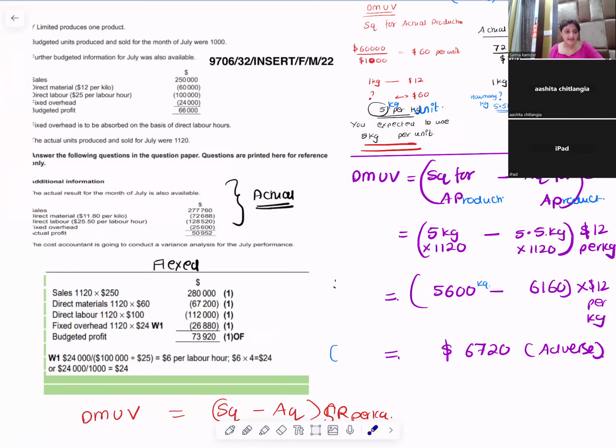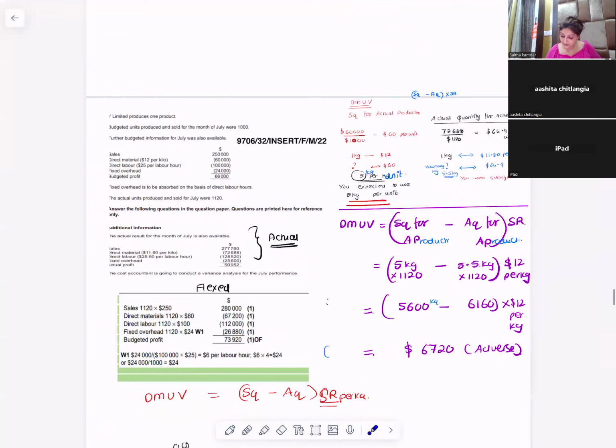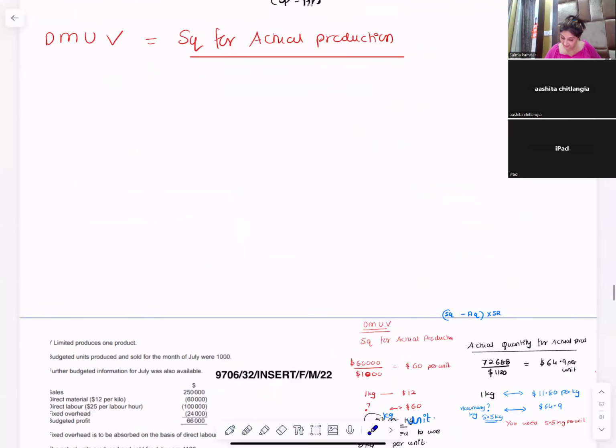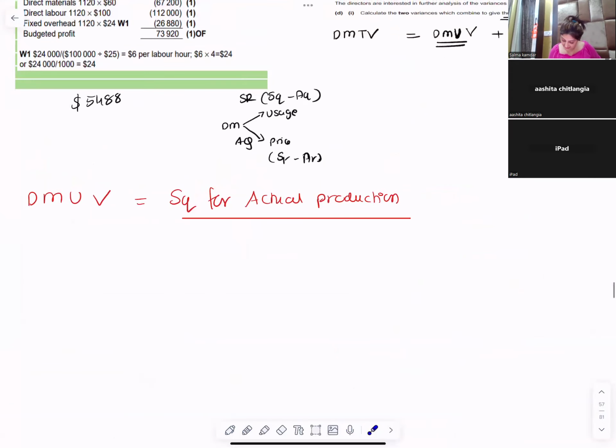So it will be adverse, and into standard rate. So what was the standard rate per kg? $12. So the standard rate per kg was $12. So your direct material usage variance is 6720 adverse. That means it's negative. First, do the usage variance two to three times and try to get the process.